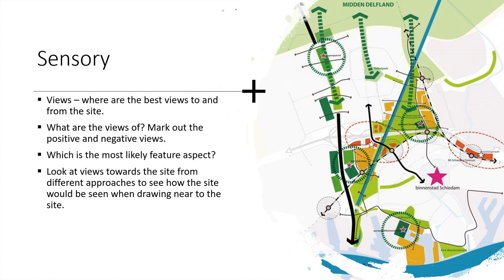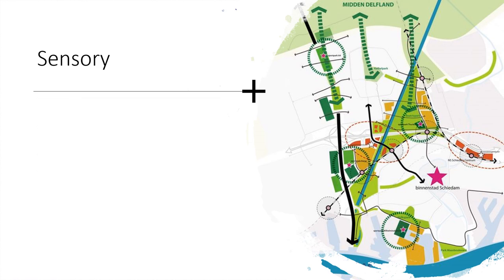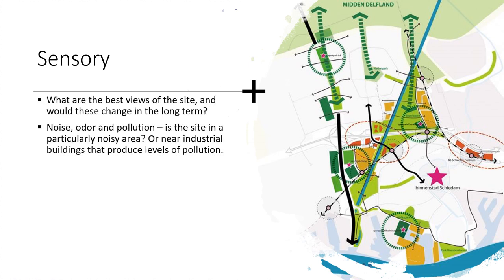Look at the views towards the site from the different approaches to see how the site would be seen when drawing near to the site. Again, my example a while ago, even the travel from outside your site going in is actually a good exercise of view sensories. It gives you a vista of how the approach is, so you have to imagine how it would look. Are there any outdoor pollutions or any changes in the views long term? Is there a facility that creates smoke?